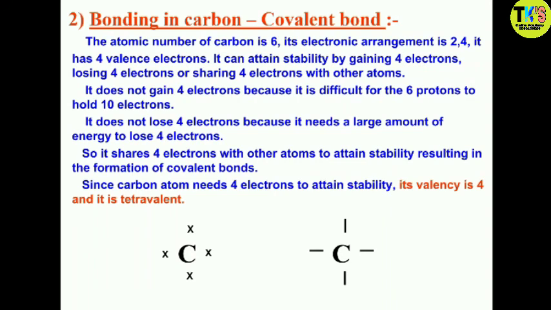Because carbon atoms need 4 electrons to attain stability, its valency is 4, and because of this very reason carbon is tetravalent. You can see in this slide I have put 4 electrons around the carbon. These are valence electrons. Then you can see the second figure. This is the covalent bond.